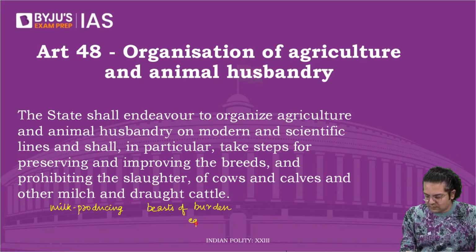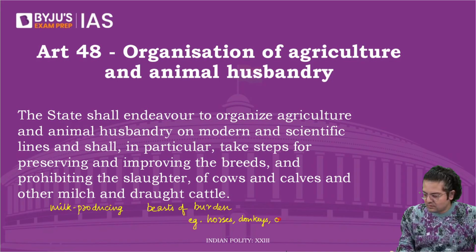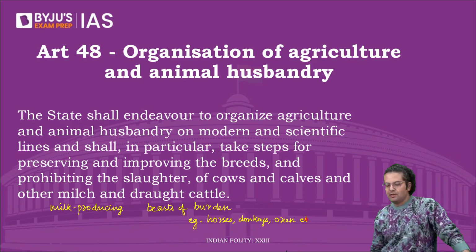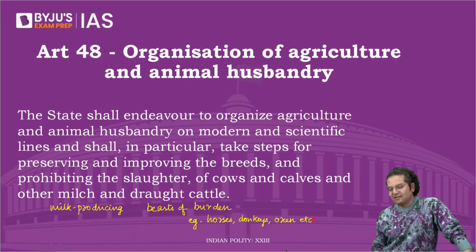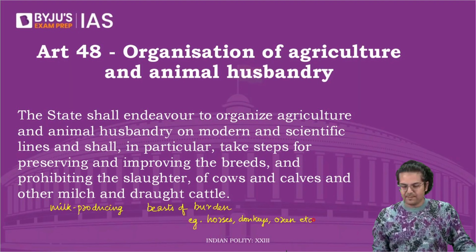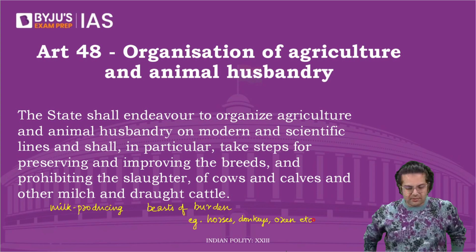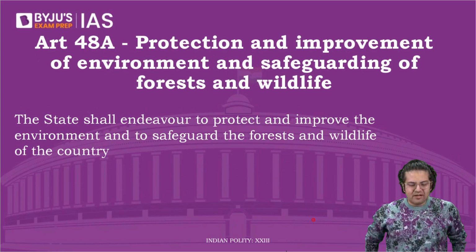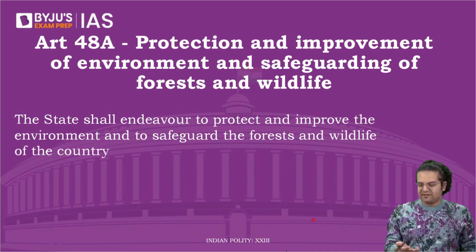For example, horses, donkeys, oxen, etc. So, yes, camel also. Yeah, there are various examples. So, this is Article 48. Then Article 48A, protection of the environment, safeguarding wildlife, etc. Very simple.